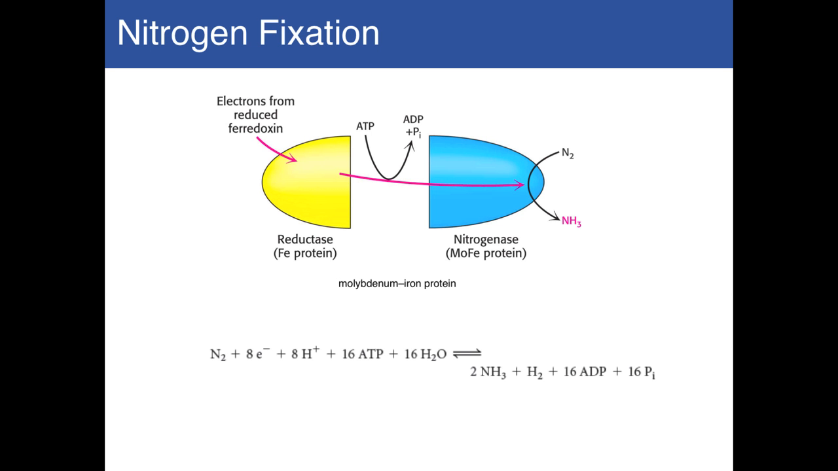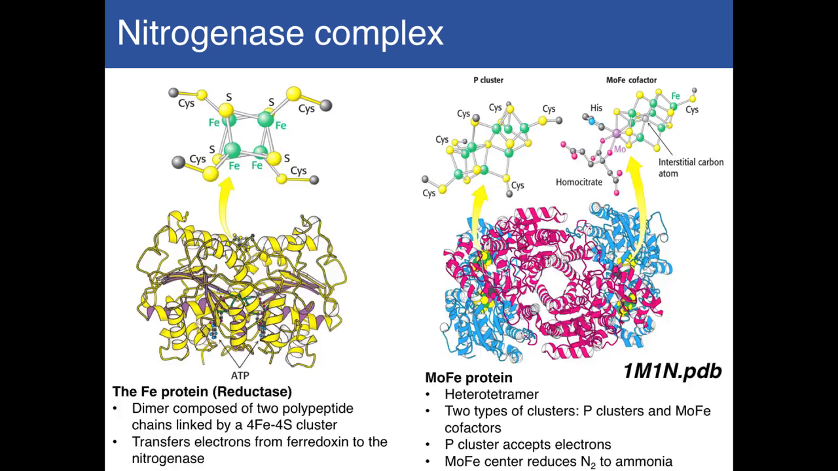ATP does not power the reaction directly, but it's used to make the exergonic reaction kinetically feasible. So it's not directly using it in a transfer. It's just using it as background energy. So the nitrogenase complex here is the 2 enzymes that we just talked about.